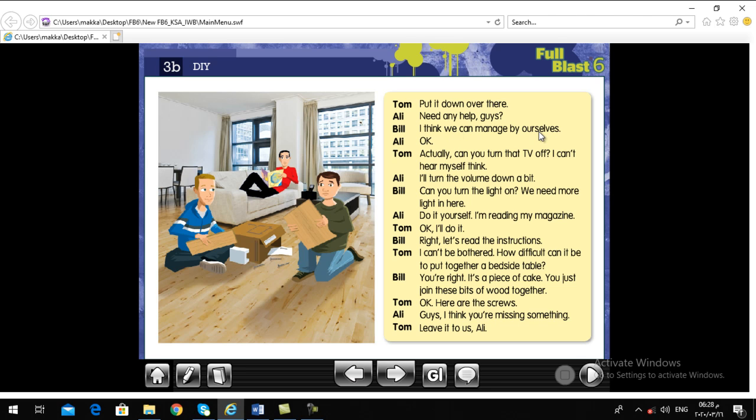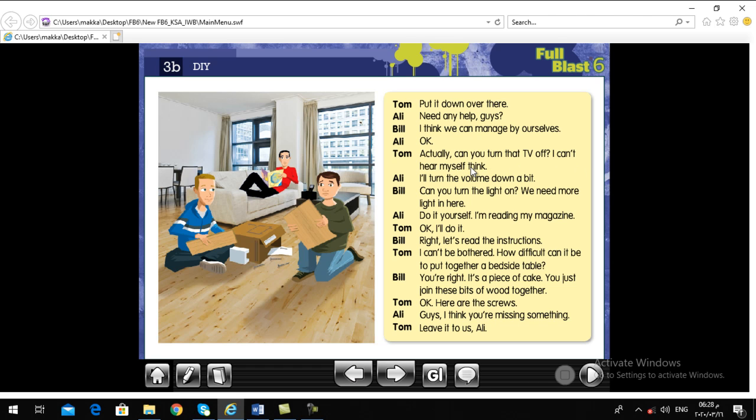So the reflexive pronoun ourselves, I use it when I want to tell the listener that I'd like to do it alone without any help. Why ourselves? Why plural? Because it refers to we, and we use by. Okay. The question now: What did Tom ask Ali to do? He asked him to turn the TV off. Why did Tom ask Ali to turn the TV off? Because he can't hear himself. "I can't hear myself think."